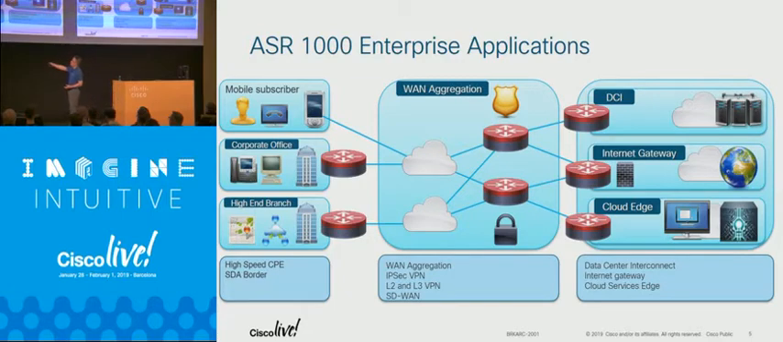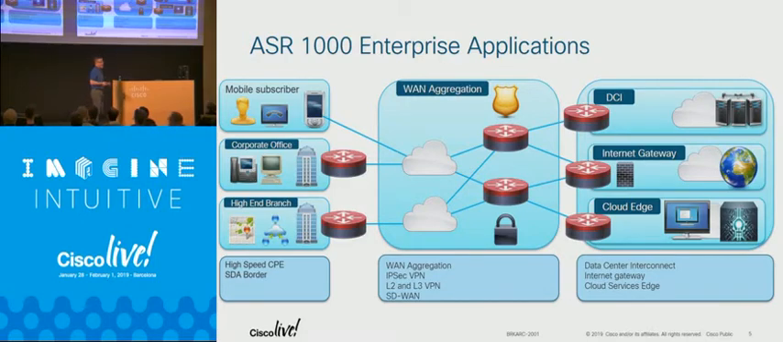If you look at the left, the ASR1K is your high-speed CPE. This is in your high-end branch or large campus where you need a 10 gig circuit connection to the WAN. This is where the ASR1001-X and ASR1002-X are very popularly deployed.